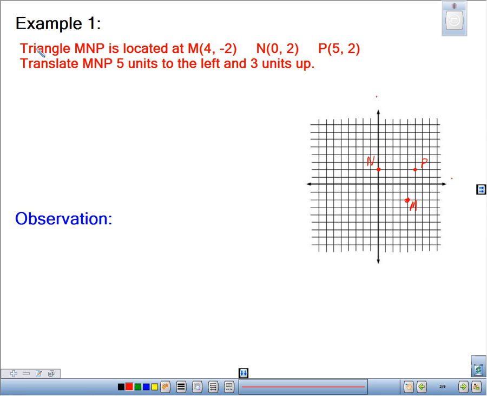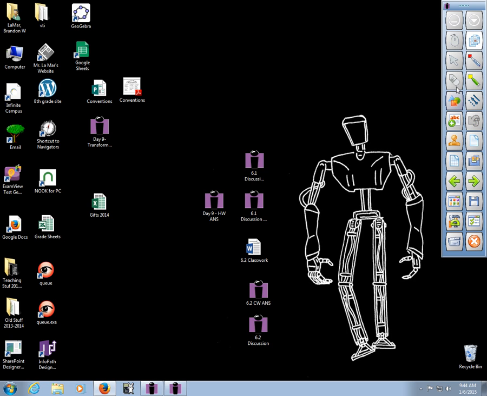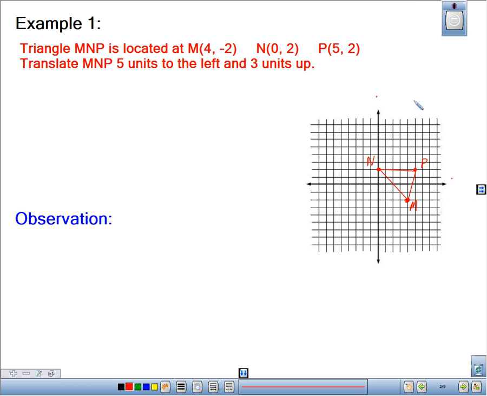Now notice, this is a triangle. So I'm going to go ahead and connect all those points and make up the triangle. Now, we're going to translate this triangle MNP 5 units to the left and 3 units up.